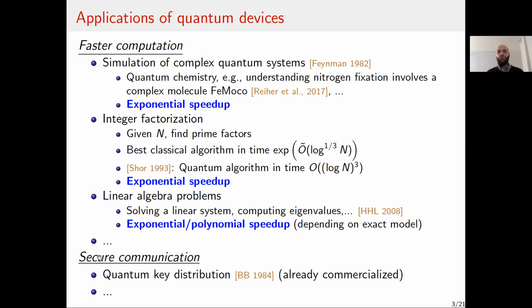Okay, so this was in terms of obtaining a speed up in computation, but quantum devices more generally can have other applications. There are other things you can do with quantum devices, in particular quantum communication. One famous application is so-called quantum key distribution. It's a protocol where two parties communicate quantum bits between themselves, and at the end of this communication, they're able to establish a secret key. This is information theoretically secure, as opposed to the best we can do classically, which is computational security. I won't discuss more here. This was just to give you an overview of the potential applications of quantum devices.